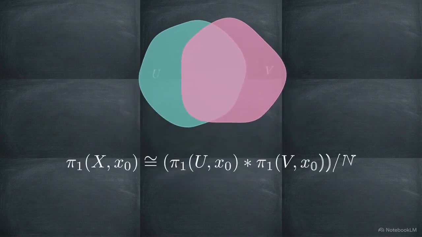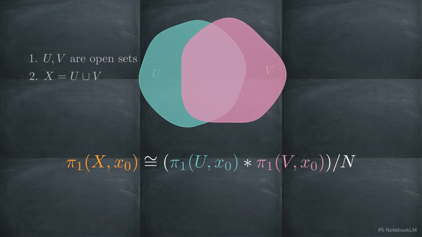The Seifert-Van Kampen theorem provides the precise formula for this decomposition. It allows us to combine the topology of these individual pieces into the fundamental group of the entire space. The theorem requires a strict setup. U and V must be open sets, and their union must equal the entire space X. We also establish a base point, x0, located squarely inside the overlapping region.